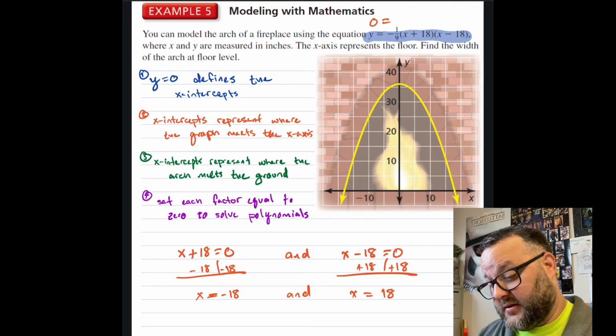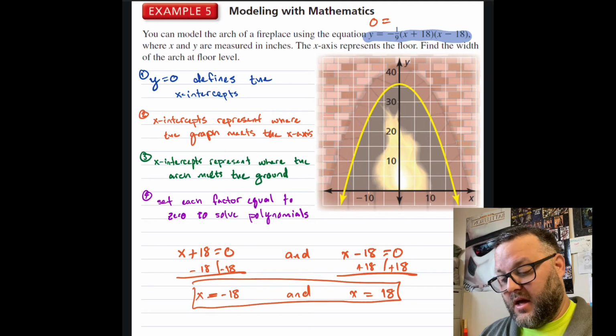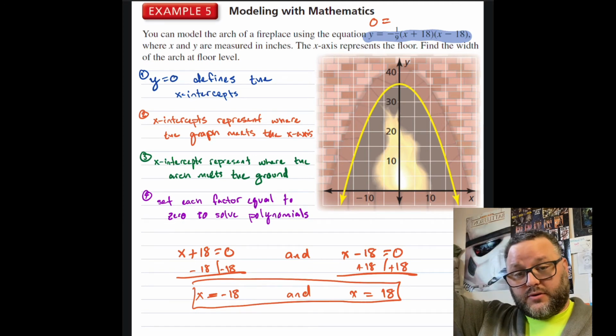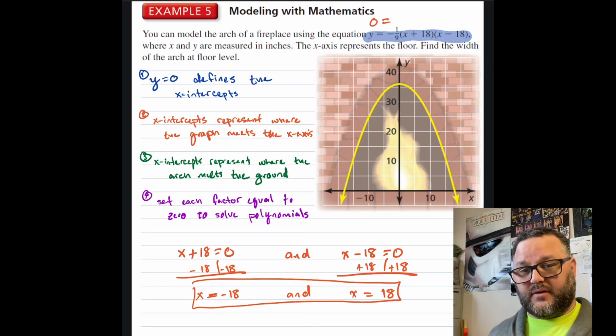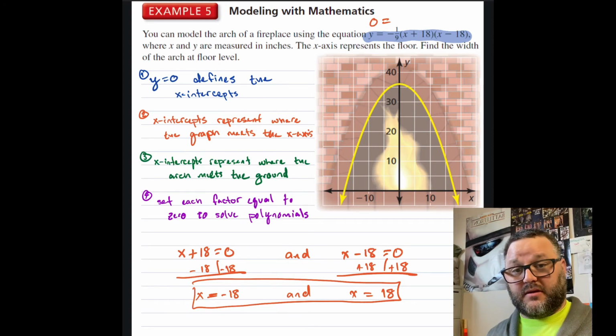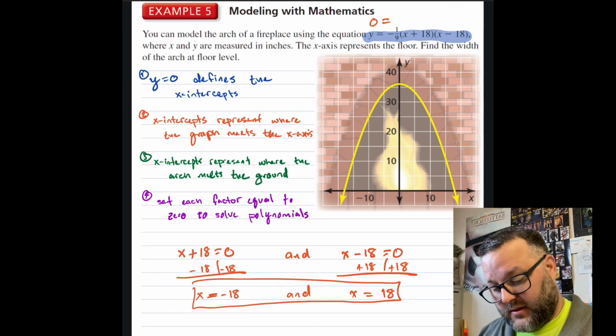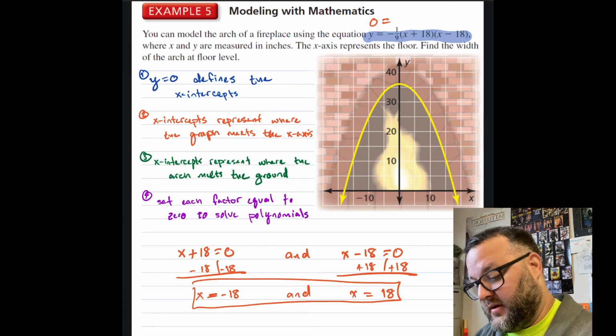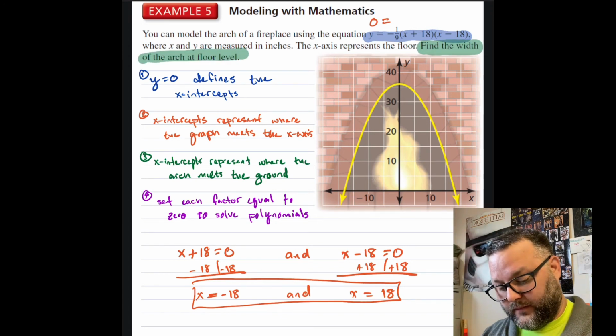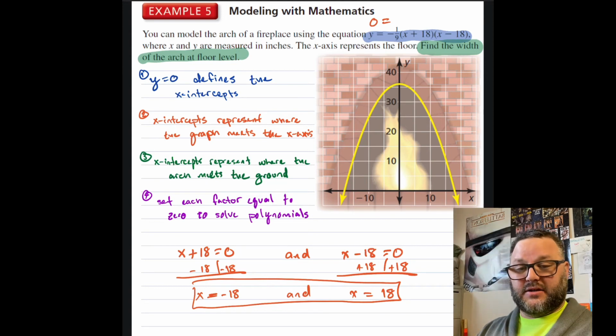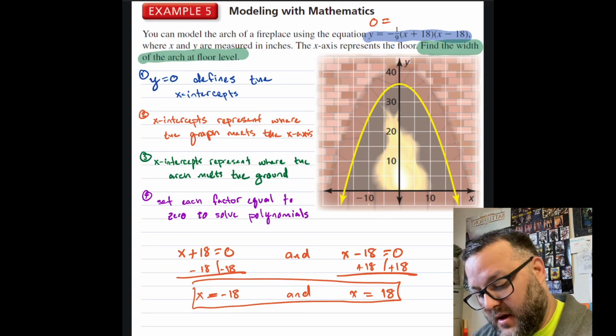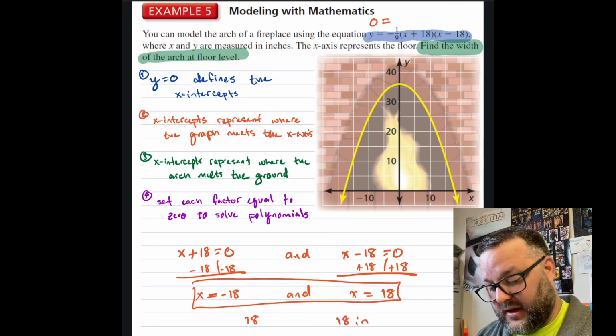Now, what this would tell us in real life is that from the center, the highest point in the arch, we are 18 inches to the right and 18 inches to the left. And that's where my arch would then meet the floor. Now, the width is what it's asking for: find the width of the arch at the floor. Well, I have 18 inches to the right and 18 inches to the left.